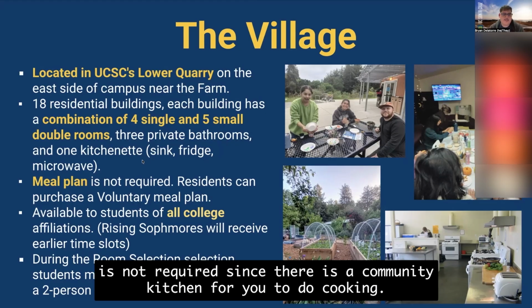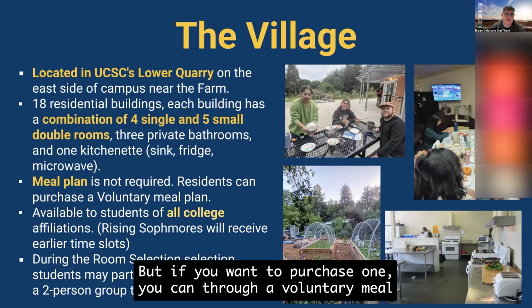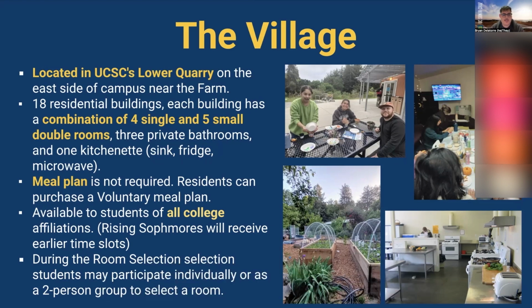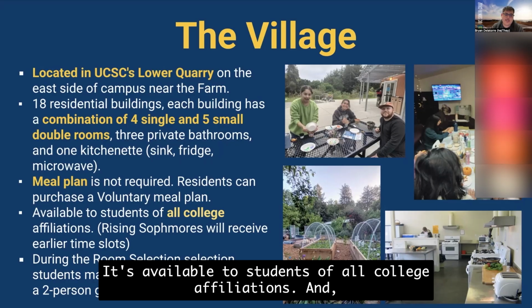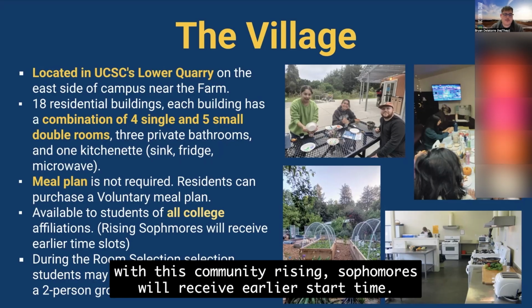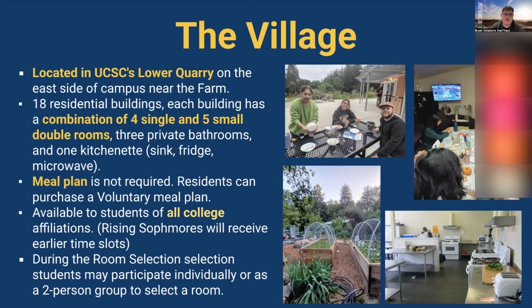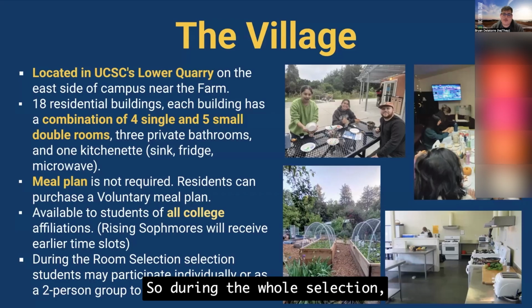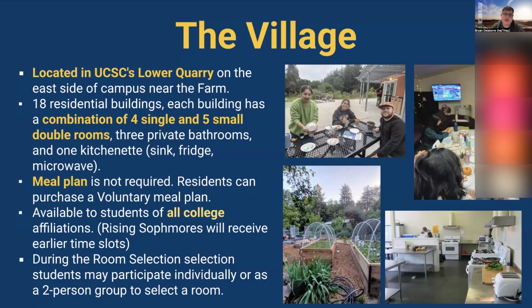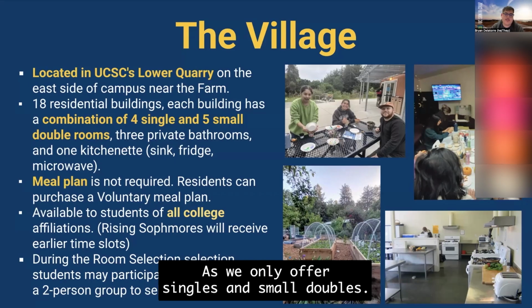As mentioned, a meal plan is not required since there is a community kitchen for you to do cooking, but if you want to purchase one, you can through a voluntary meal plan that is offered through the Get app. It's available to students of all college affiliations, and with this community, rising sophomores will receive earlier time slots. So during the room selection, you can participate individually or as a 2-person roommate group, as we only offer singles and small doubles.